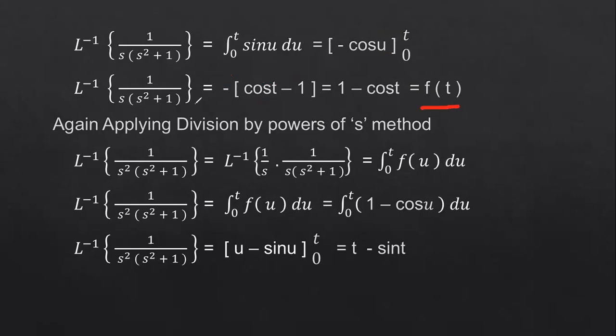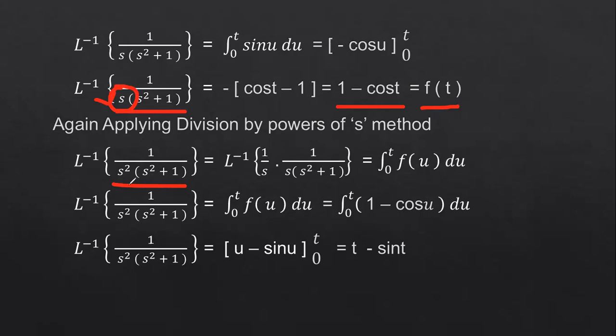Okay, so we'll have the function as 1 by s square into s square plus 1. So we did it for only 1 by s into s square plus 1. Now we have to go for the s square term. That is nothing but once again we have to apply this division by powers of s method. We used it for only the 1 by s term, so now we are going to apply it for 1 by s square. We did it for only one integral. This is for only the division by s method, the 1 by s method.